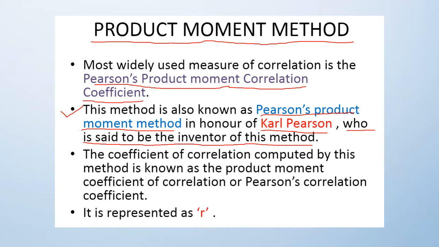The coefficient of correlation computed by this method is known as the product moment coefficient of correlation or Pearson correlation coefficient. You must remember these two names of this method: product moment coefficient of correlation method or Pearson correlation coefficient method. It is represented as small r. Remember this thing: small r.